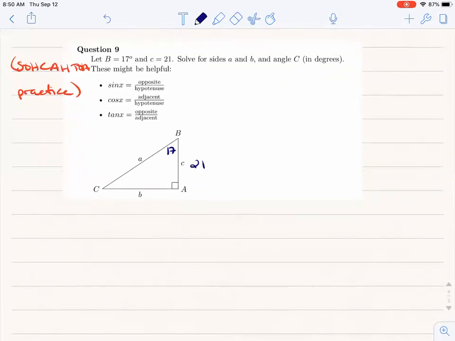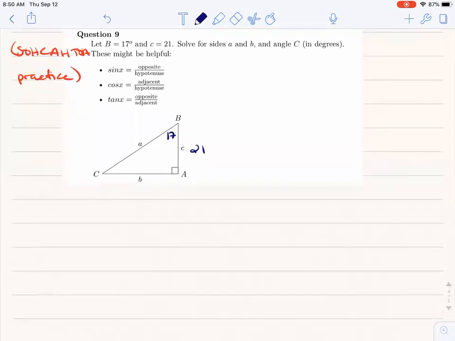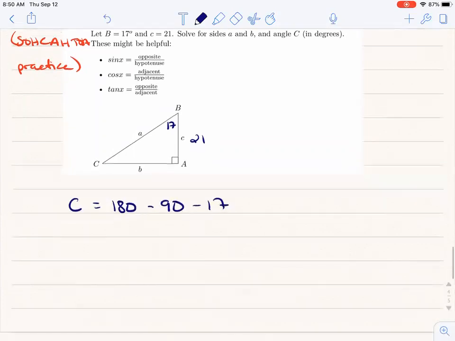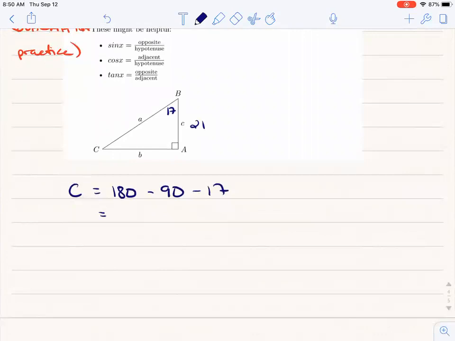So I will start by solving for the other angle, right? Because we know as a rule, all these angles add up to 180 degrees. We've got this right angle down here, that's 90 degrees, and then 17. That way we can easily find C. So I'll start there and say that C is 180 degrees minus 90 degrees minus 17 degrees. So C is 73 degrees. Okay.